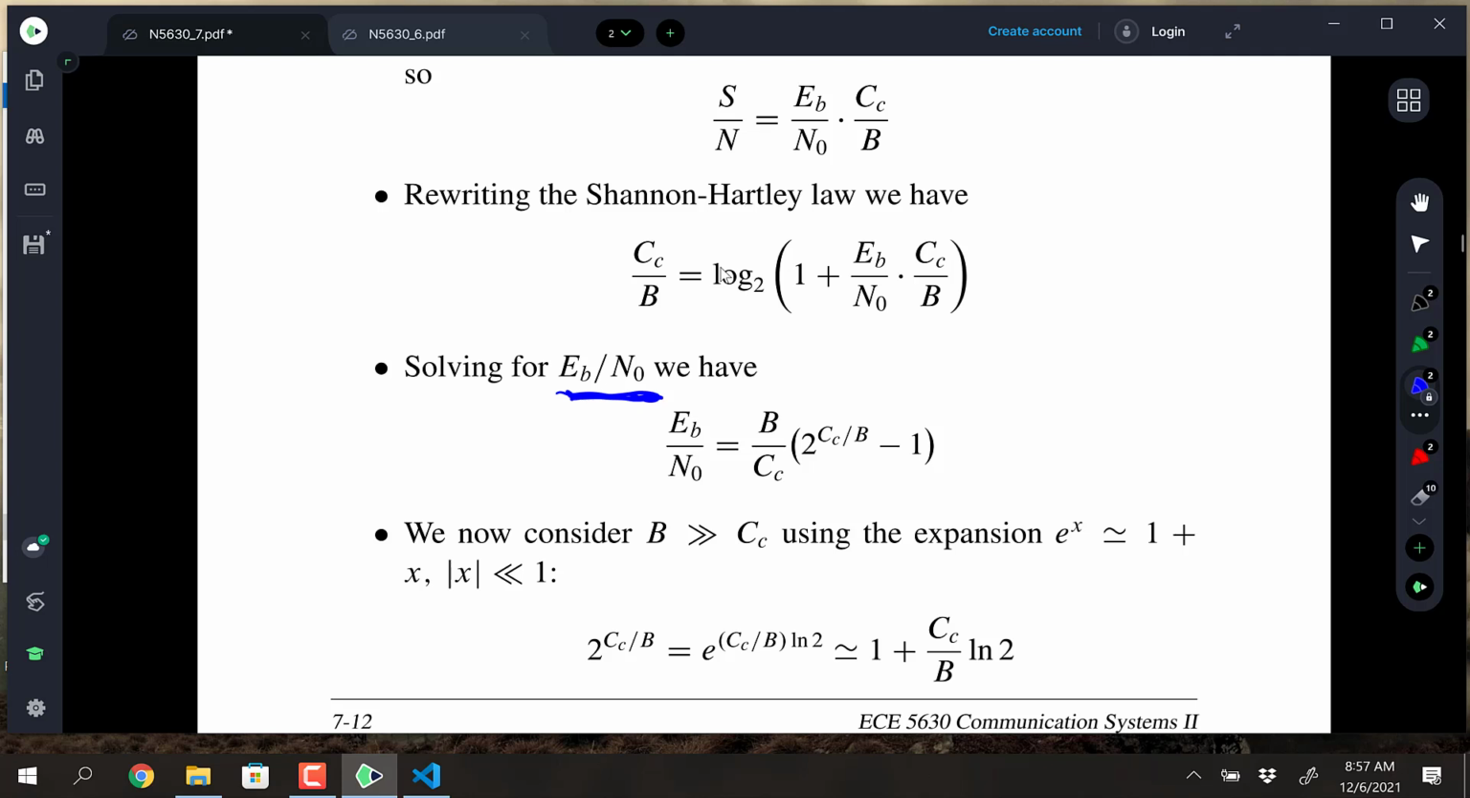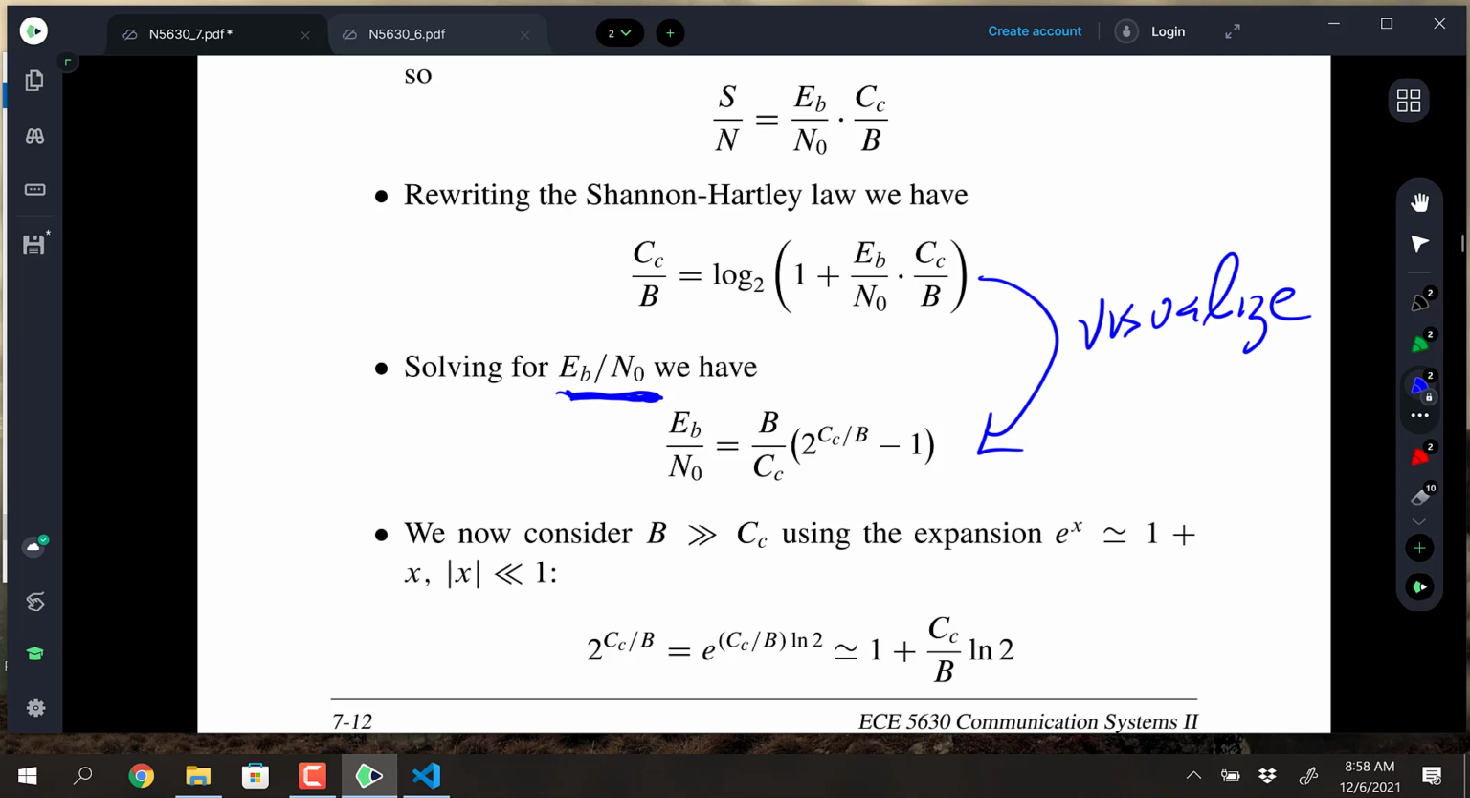So raise both sides to a power of 2. When rearranging things now, I'll just say visualize, I'm just doing the algebra on that. I'm just going to raise to the power of 2, 2 to the C_c over B, and then what I'll have on the right-hand side up above is 1 plus E_b over N_0 times C_c over B, and then I subtract that in the parentheses there, and then I bring across B over C_c, and then I have E_b over N_0 isolated.